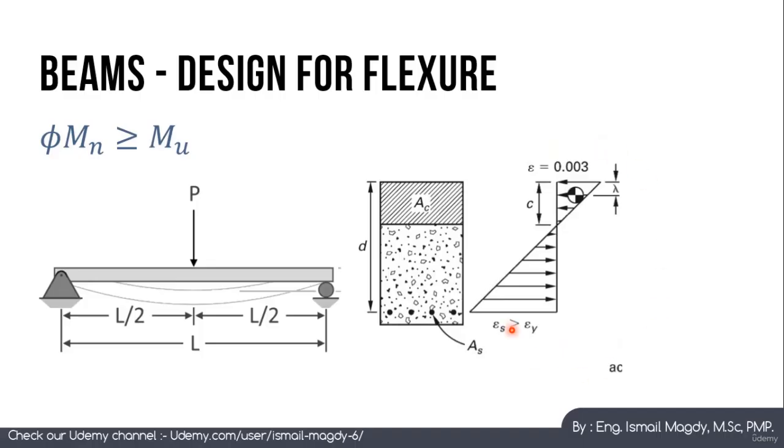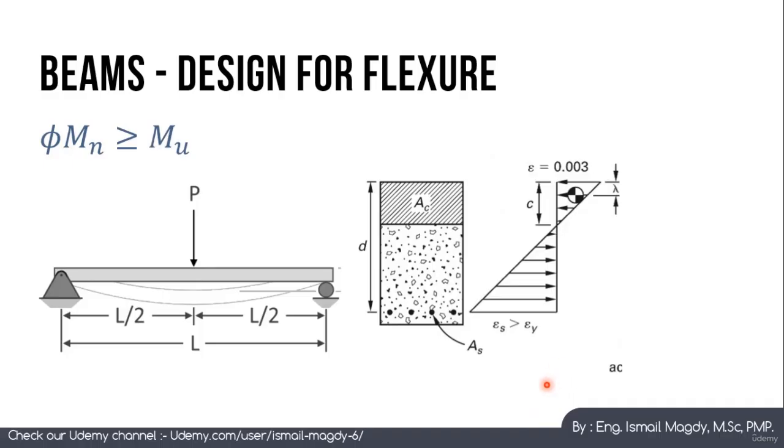Here you can see the strain graph for the compression part and the tension part. At the top you can see the maximum strain allowable for the concrete, which is 0.003, while at the bottom you can see epsilon, which is the strain in the steel bars at depth d. So this is the strain of the concrete and the steel.